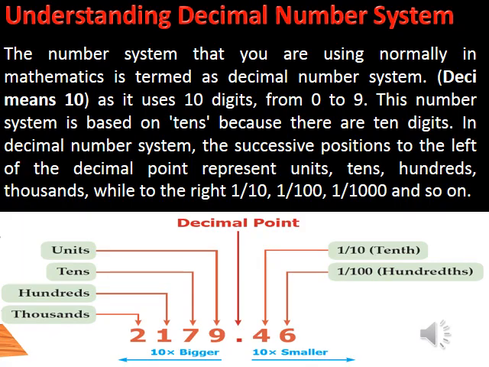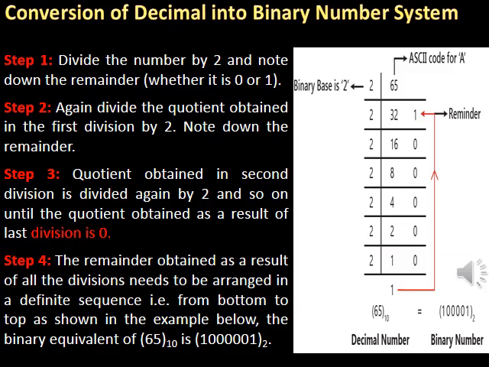The next number system we have is the decimal number system. It is generally used in mathematics. Here deci means 10 as it uses 10 digits, that is from 0 to 9. This number system is based on tens because there are 10 digits. In this number system, the successive positions to the left of the decimal point represent the units, tens, hundreds and thousands, while to the right side of the point it represents 1/10, 1/100 and so on, as you can see in the slide.